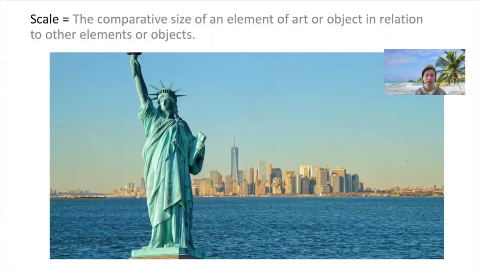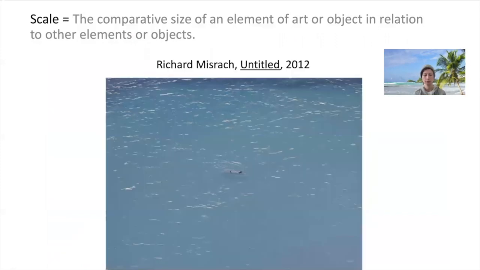Here, the Statue of Liberty appears huge in scale in relation to the skyline of New York in the background. But this gives us a misleading understanding of scale, since in reality, we know that those skyscrapers are much taller than the Statue of Liberty. In this photograph, Richard Misrach zooms out on the swimmer to make them look very, very small in comparison to the vast body of water.